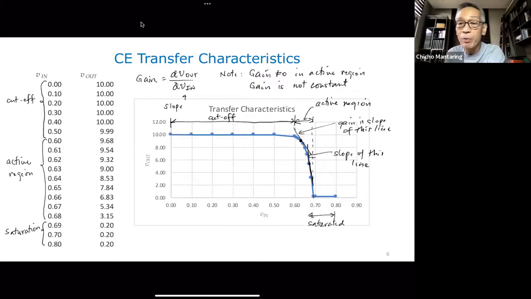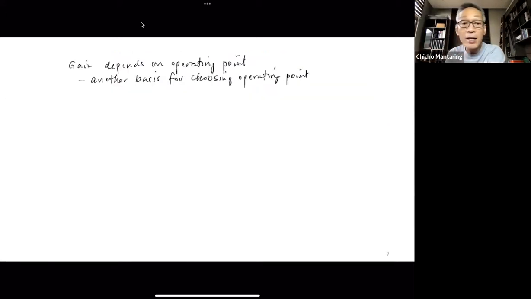For example, kung alam ko na yung input signal ko hindi lalampas ng let's say 0.01 volts, no? Dito mga 0.01 volts na yung mga difference. If my input signal I know does not go beyond 0.01 volts or 10 millivolts, then I know that my input will not saturate right away if I operate, for example, somewhere here or somewhere here. So the gain at the operating point is another basis for choosing your operating point. Now let's do a rough calculation of the gain.